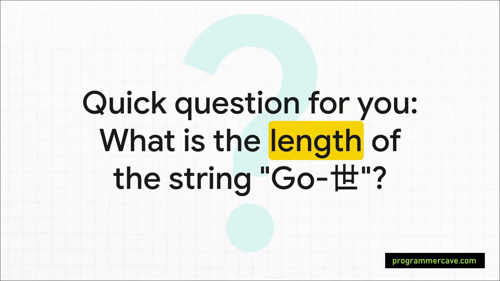All right, let's kick things off with a little pop quiz. Take a look at this string, "Go彩". My question for you is simple. What is its length? Now, if your brain immediately said 4, because there are 4 characters, well, you're about to see why Go strings are so tricky. The answer is 6. Yeah, 6, not 4. And you're probably asking, why?